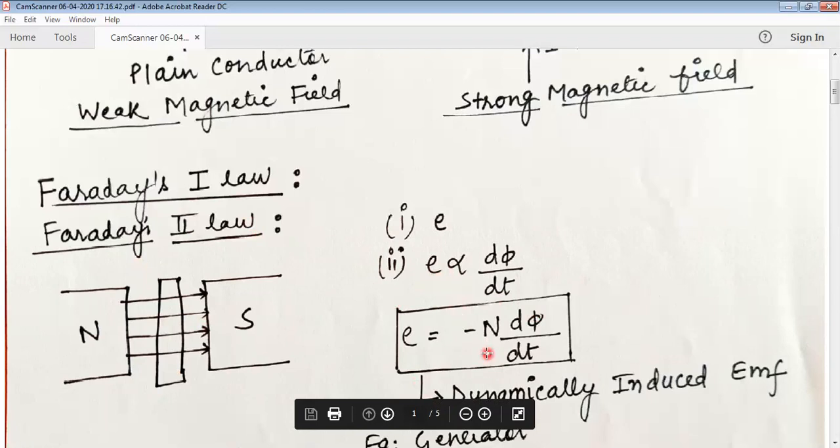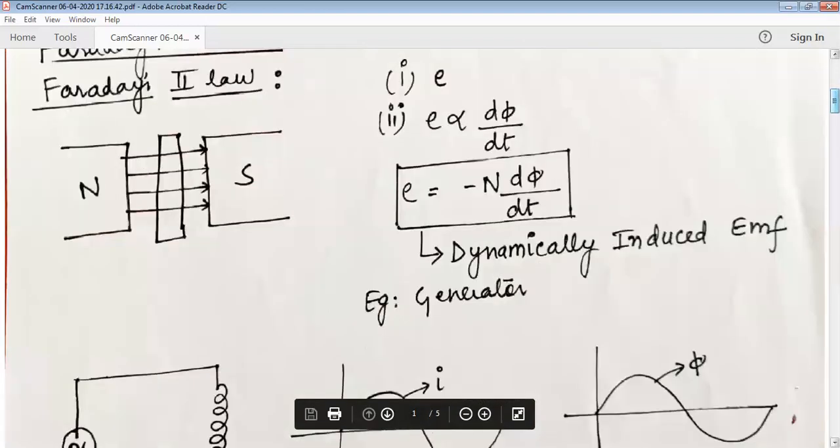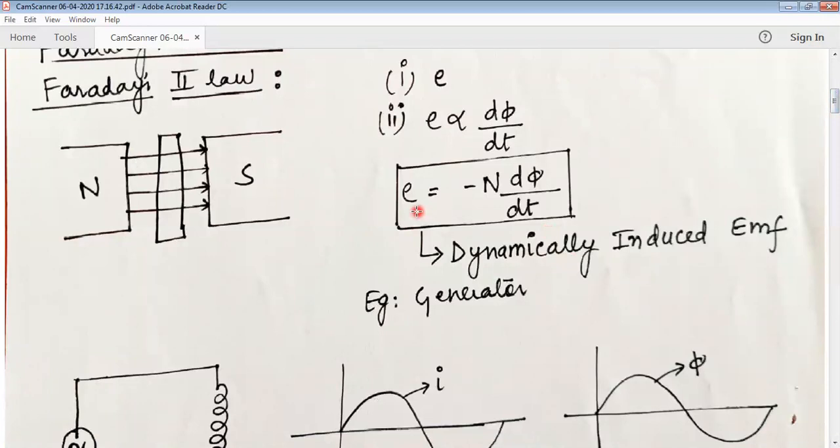If n number of conductors are there, so this n is your number of conductors. So this is the EMF, and this EMF is called the dynamically induced EMF. Why dynamically induced EMF? Because this EMF is induced because of this conductor, and this conductor is rotating. This conductor is not stationary.